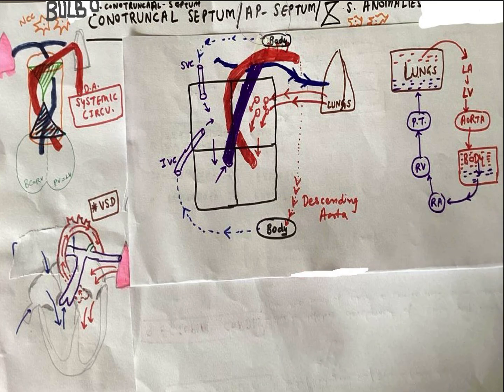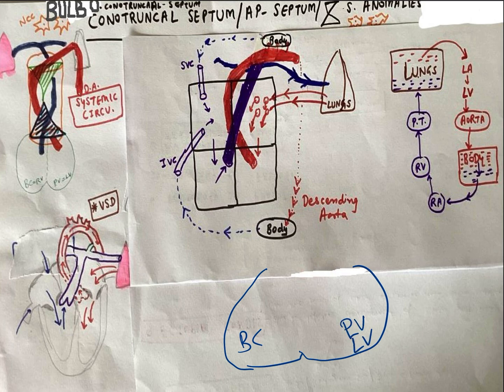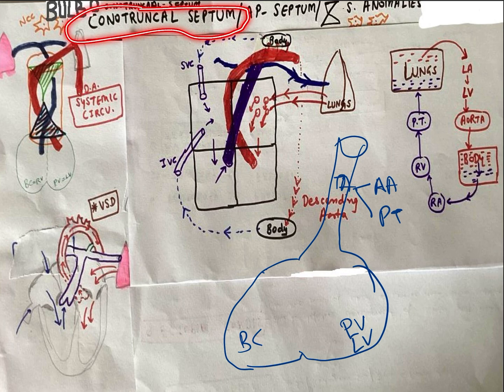First of all, please imagine where the truncus arteriosus is. This is the bulbus cordis, which will form the right ventricle, and this is the primitive ventricle, which will form the left ventricle, and here is our truncus arteriosus. This truncus arteriosus will form two tubes, the ascending aorta and pulmonary trunk, because it forms a septum which is known as the conotruncal septum or aortopulmonary septum or spiral septum. This septum is also known as the bulboconotruncal septum.